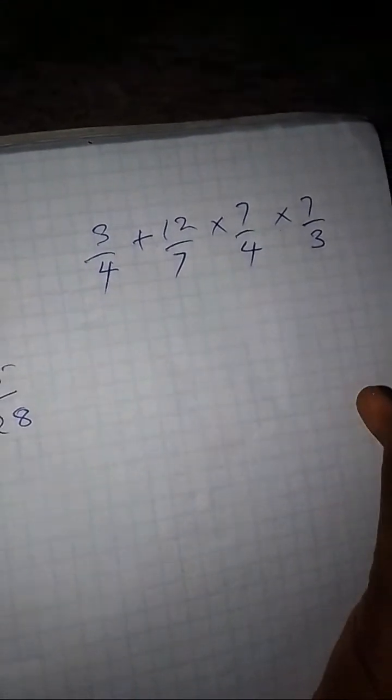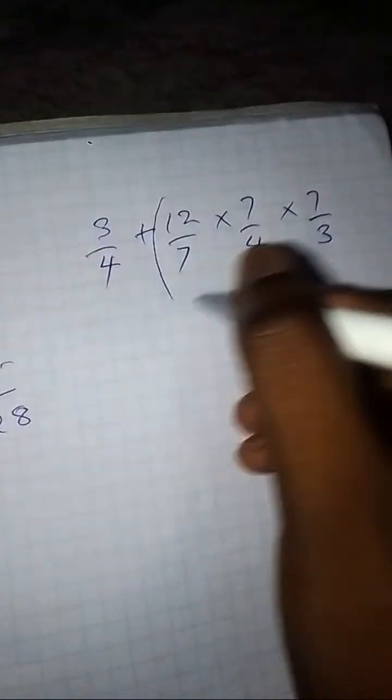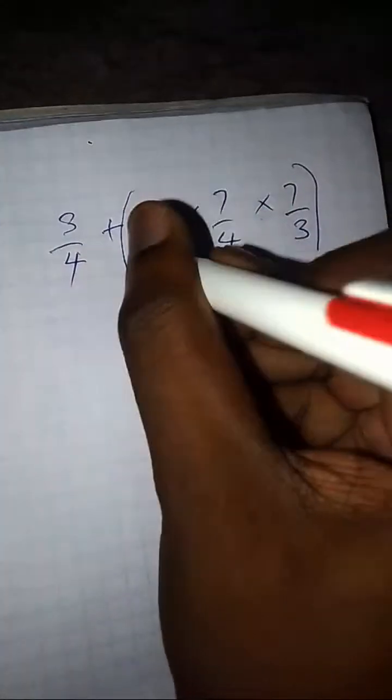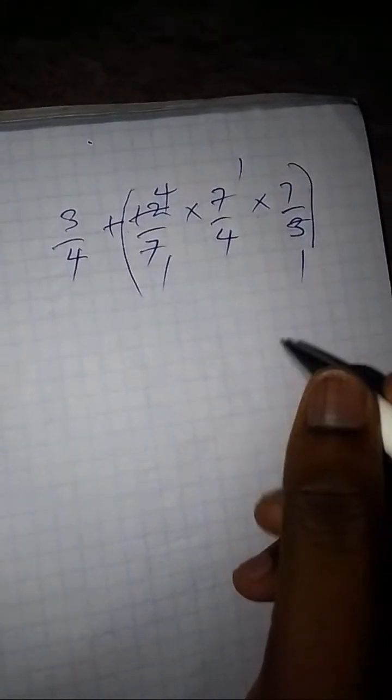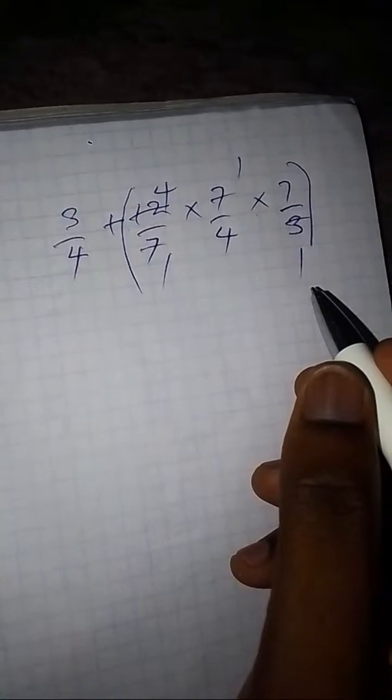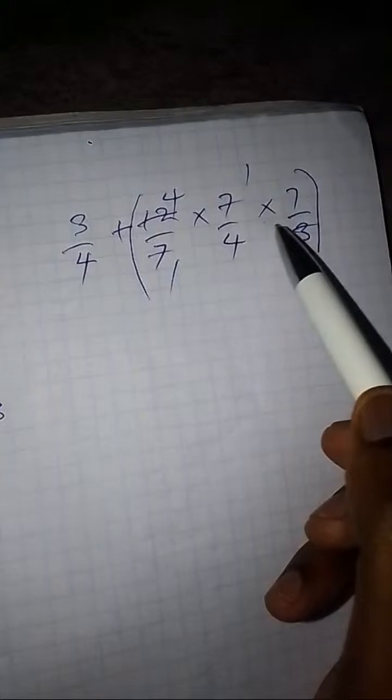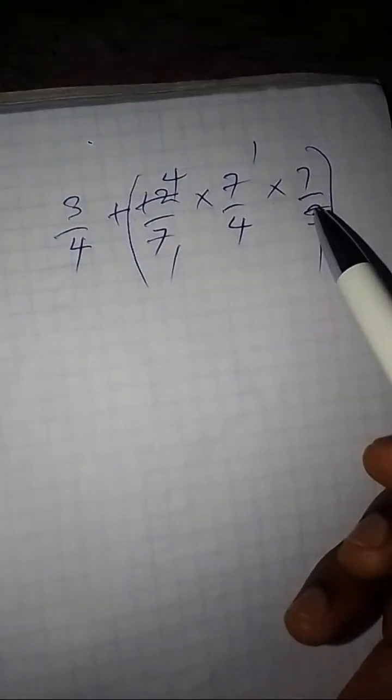So what are we going to do? We are going to work out the number inside the brackets first. Let's work it out. 7 here once, 7 here once, 3 here once, 3 into 12, 4 times. The reason why we're working it out first is because we want to prioritize the multiplication part of it.